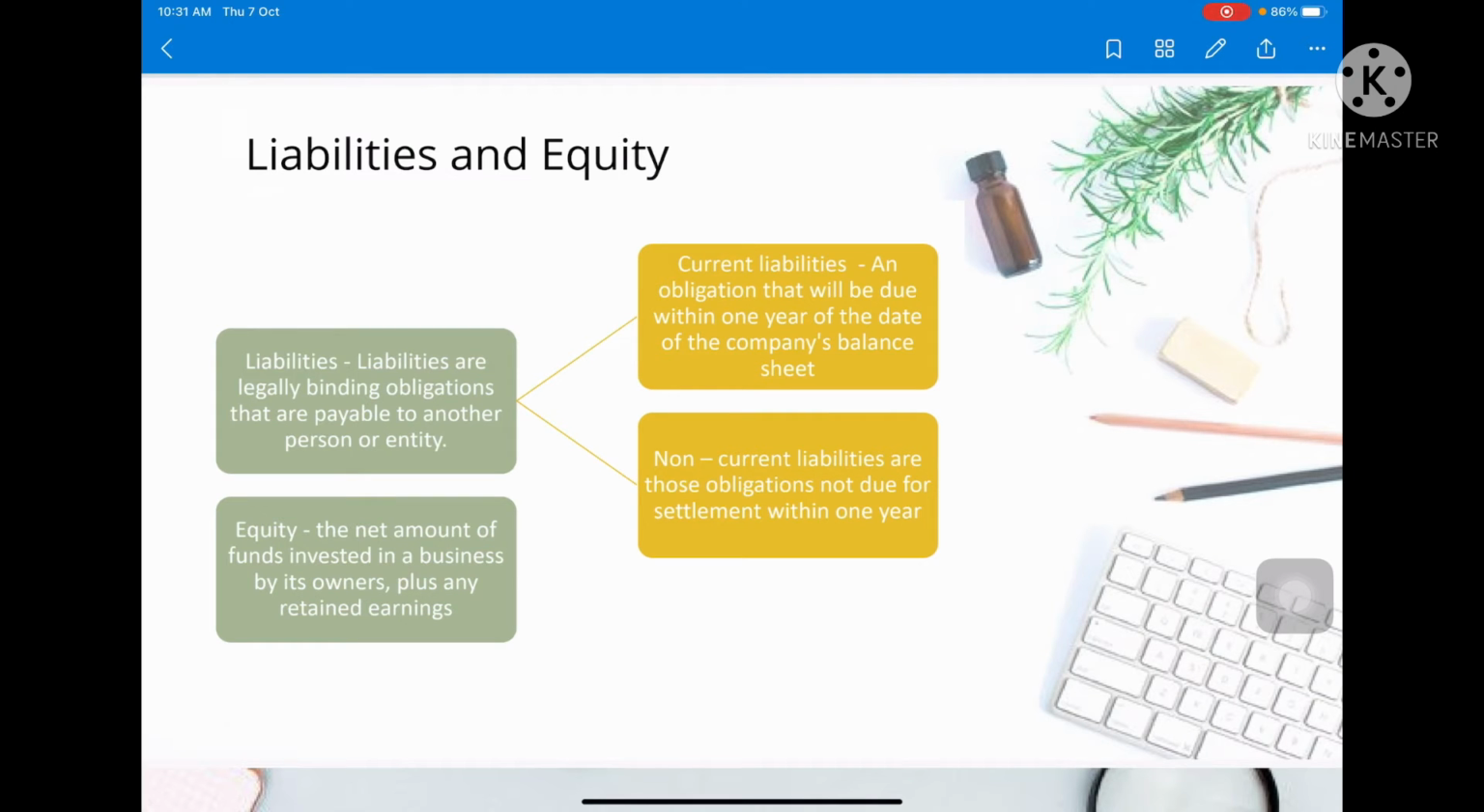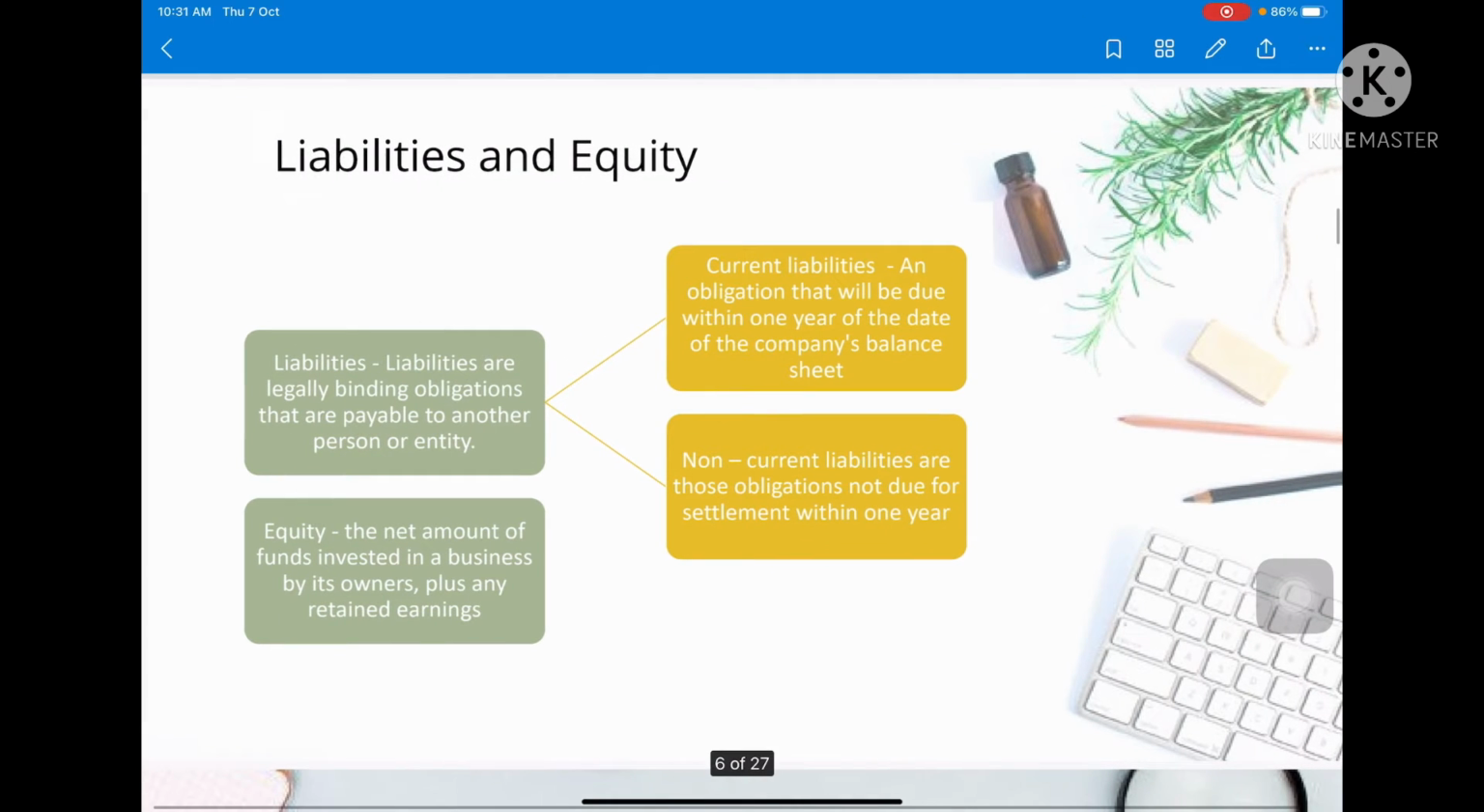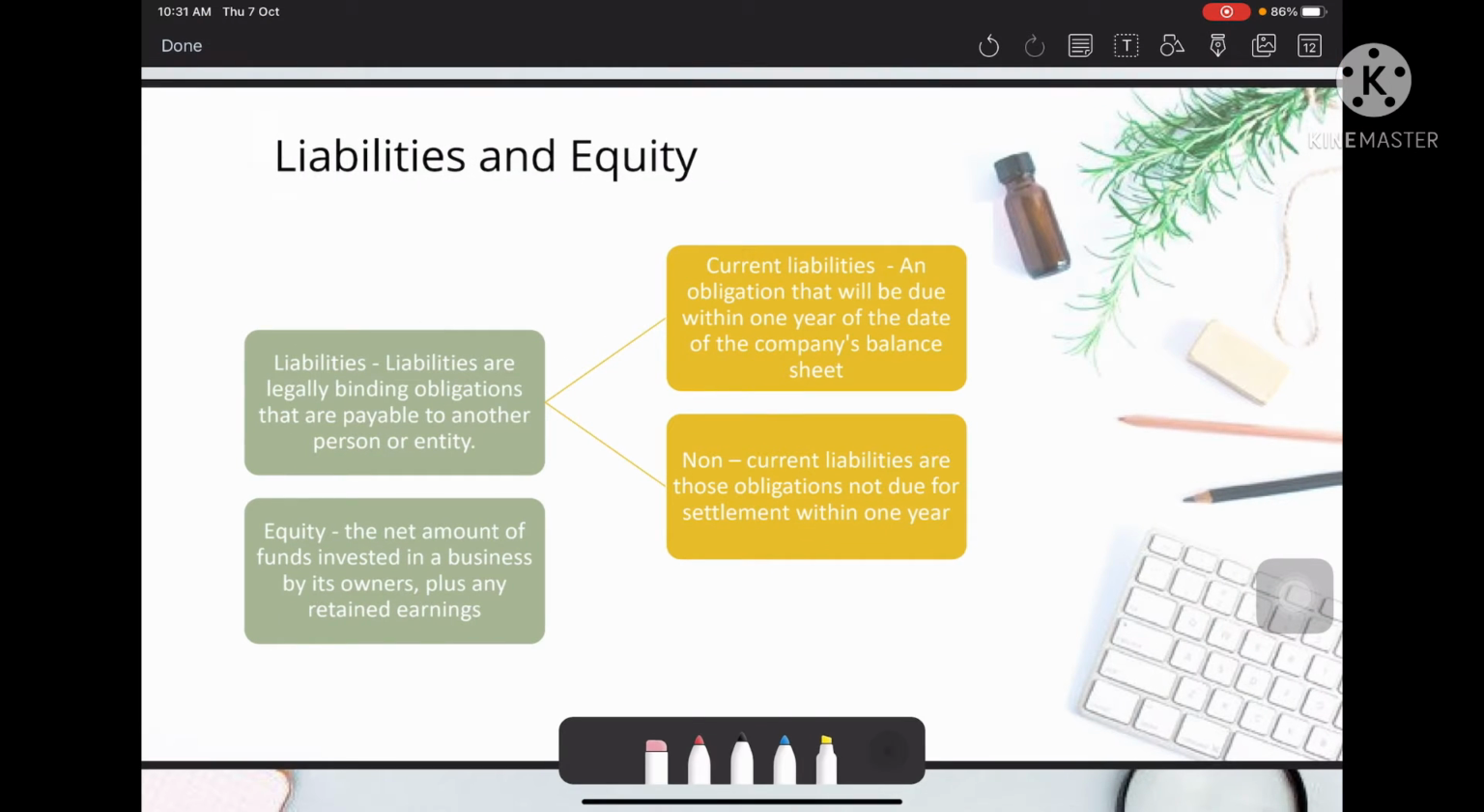Alright, now the liabilities and equity. Okay, liabilities. What are liabilities? Liabilities are legally binding obligations that are payable to another person or entity. So this is basically what the company owes.